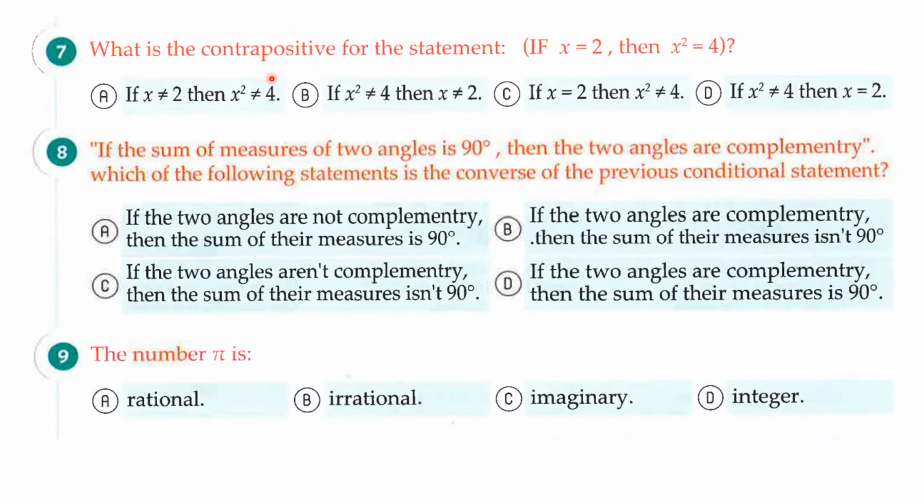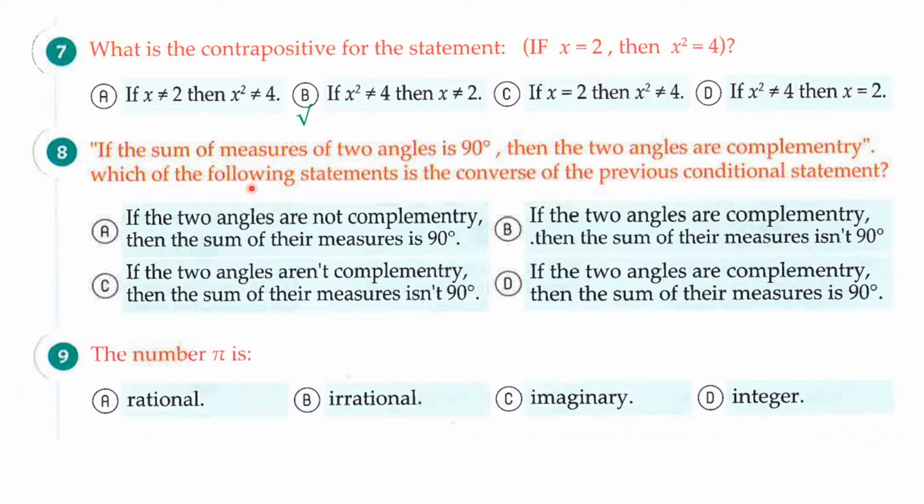Question number 7. What is the contrapositive for the statement if x equals 2, then x squared equals 4? The contrapositive of a statement, what do we do in it? Take a look at the answers. In the contrapositive, we replace the hypothesis with the conclusion, and then we deny them both. So the answer should be D, where if x squared is not equal to 4, then definitely x is not equal to 2. This is the contrapositive of a statement.